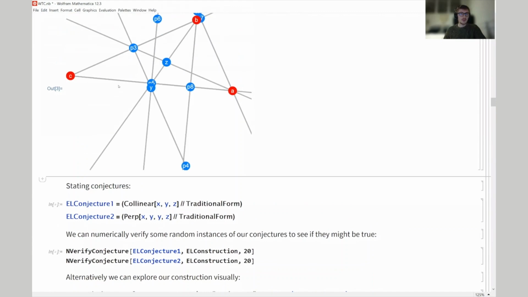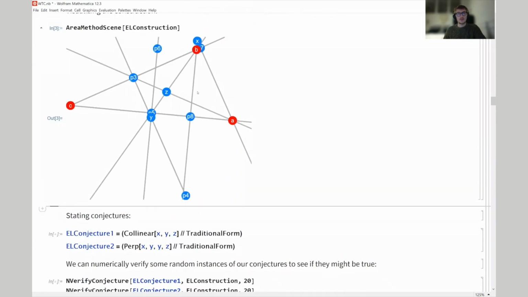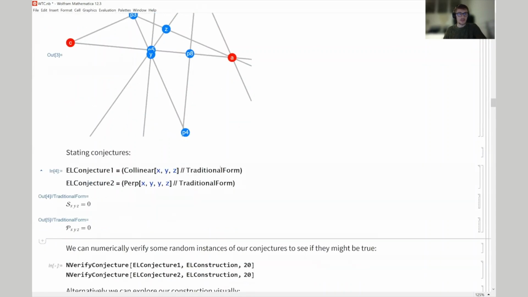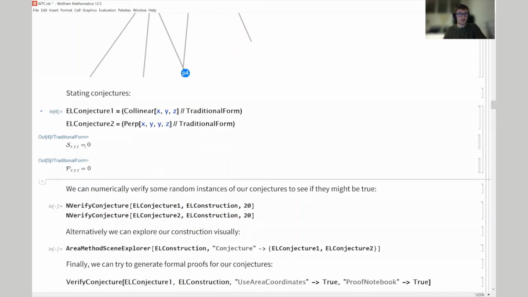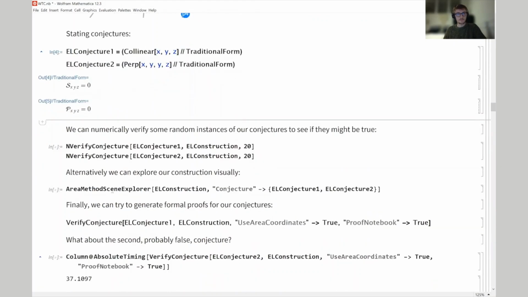And now looking at this construction, we might guess some conjectures about the points x, y, z. So we will state 2 conjectures. First, that the points x, y, and z are collinear, and this is the statement of the Euler Line theorem. And we might also guess, although this will probably turn out to be false, that the line through x and y is perpendicular to the line through y and z. So this is how we state our conjectures in terms of the area method. The traditional form here is not necessary. It's just to make the conjectures look nicer.